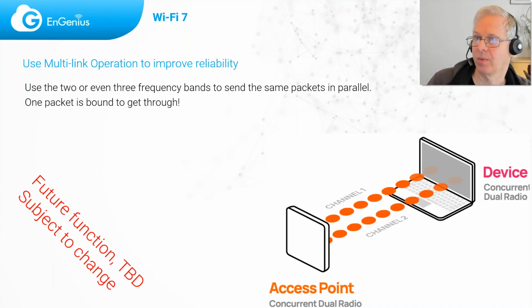Then the multi-link operation to improve reliability. This is something for the future. And the idea here is you have multiple radios on the device and on the access point, of course. And you will send the same information on all available radios at the same time, just to be sure that a packet comes through.